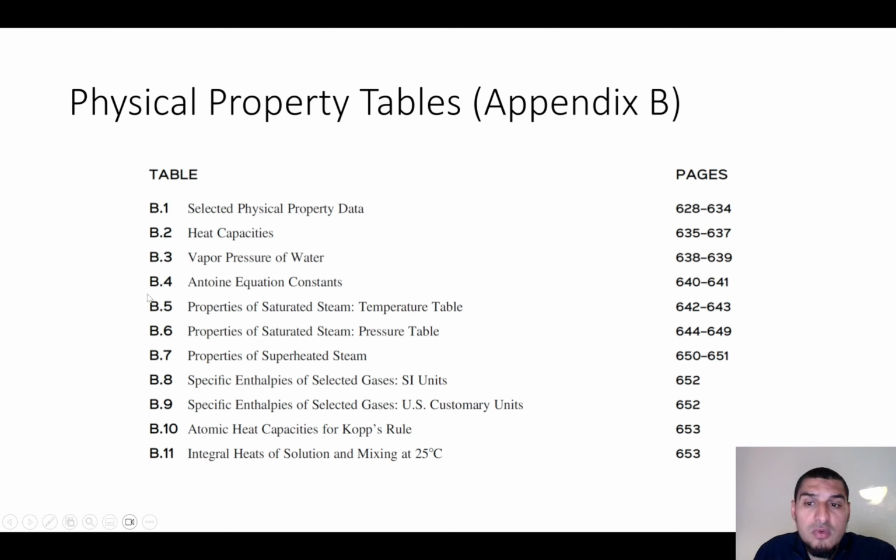The tables that we are going to be discussing now are these three tables, B5, B6, and B7. These are properties of saturated steam, the temperature table, properties of saturated steam, the pressure table, and properties of superheated steam. So what we are going to do now is go through the tables just to be familiar with them and see how we can use them, what information we need to know in order to use the tables.